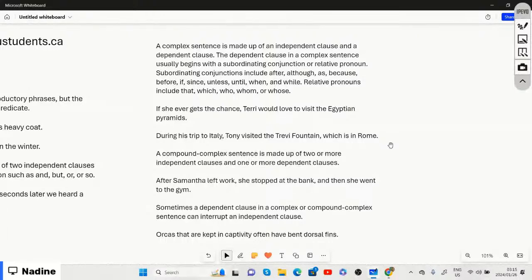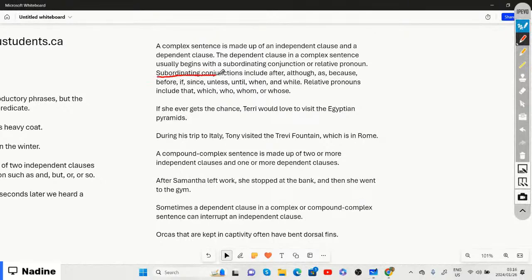So subordinating conjunctions include words like after, although, as, because, before, if, since, unless, until, when, and while. So those are subordinating conjunctions. And then we have relative pronouns, which includes words like which, who, whom, or whose.